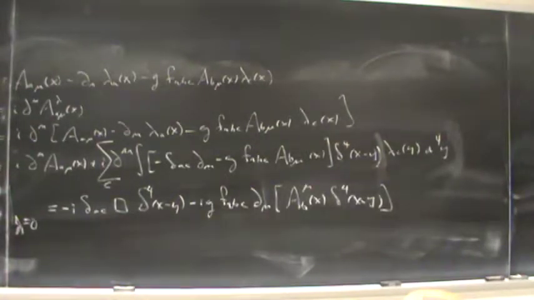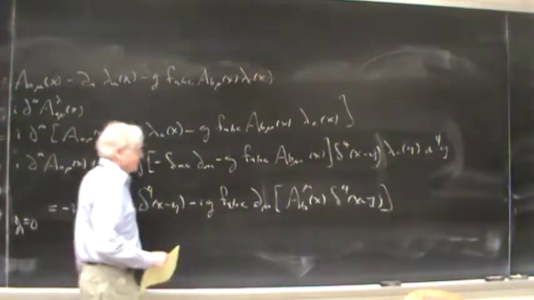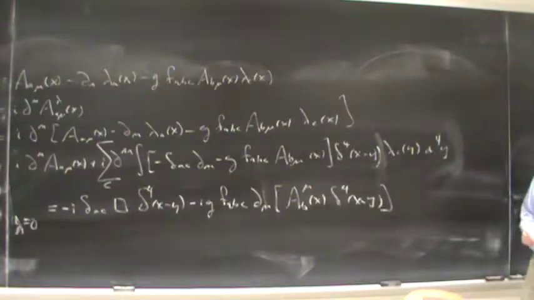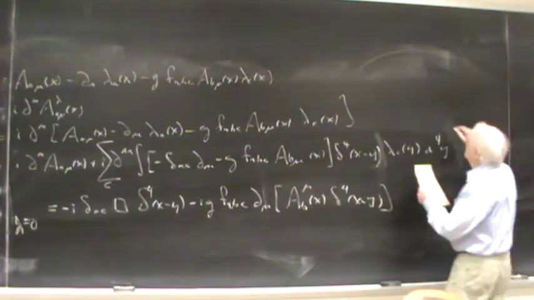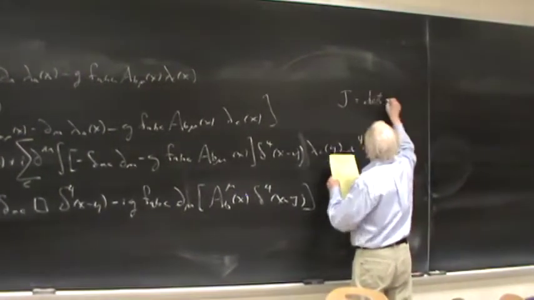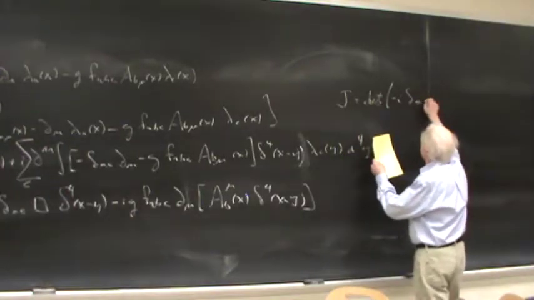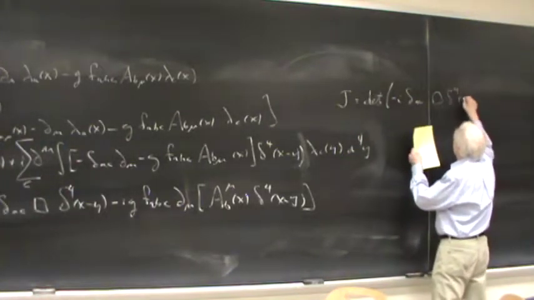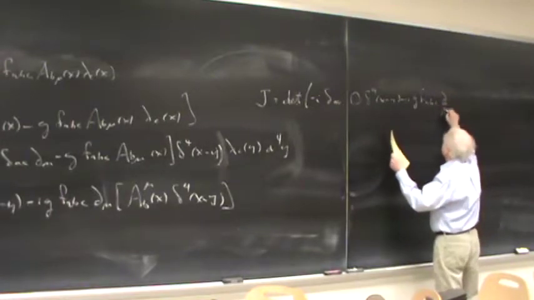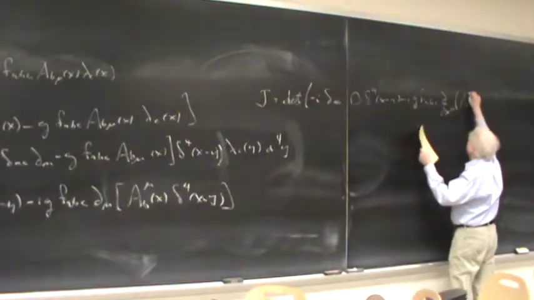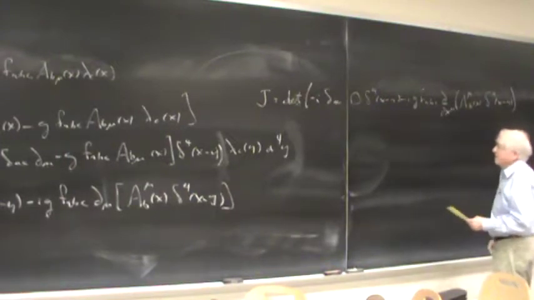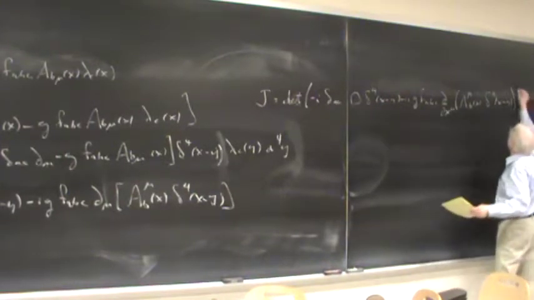And now we have to take the determinant of this. And you can see that if you actually had to do that with your fingers, that would be pretty hopeless. So J is the determinant of minus I delta AC box delta X minus Y minus IG FABC d mu of A mu B of X delta 4 of X minus Y. And you know the parenthesis. Okay.